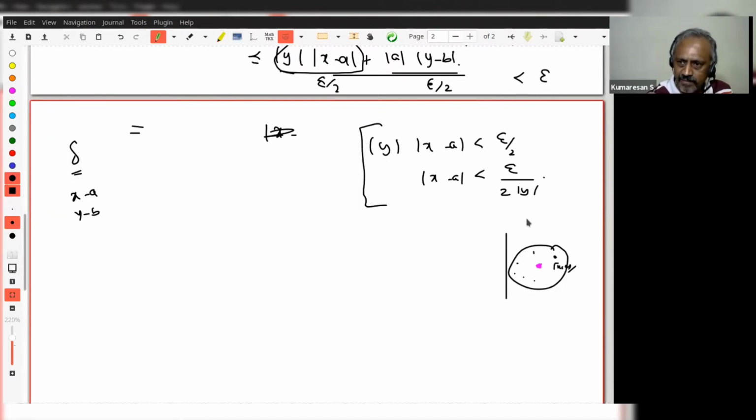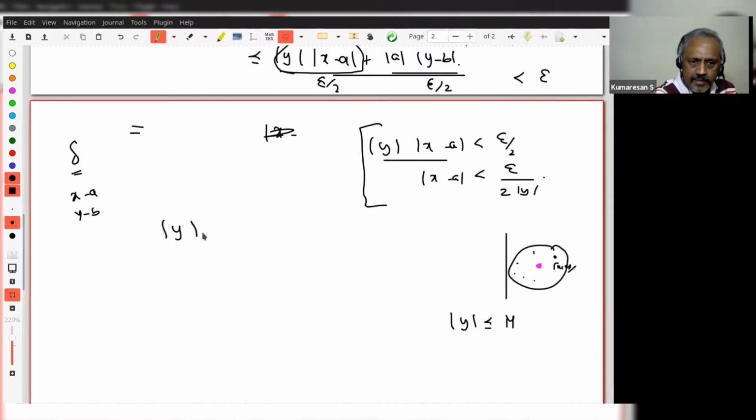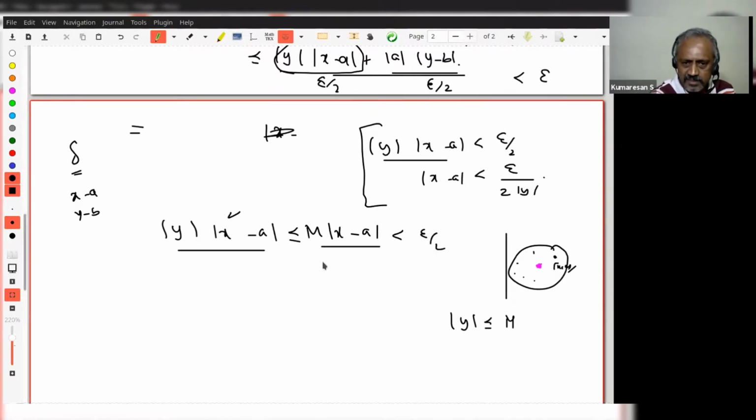Do you understand that? So what I would like to do is, if y has to be in this interval, is there any bound for y? If I replace mod y by some constant, let us say m, then I can say this fellow, mod y into mod x minus a, is less than or equal to m times mod x minus a. So if I make sure this fellow is less than epsilon by 2, this will automatically be less than epsilon by 2. And this is easy. I only have to make sure mod x minus a is less than epsilon by 2m. You understand that? Now there is no variable. It's a constant, unlike this. How many of you appreciate this? Please say yes if you do, quick.